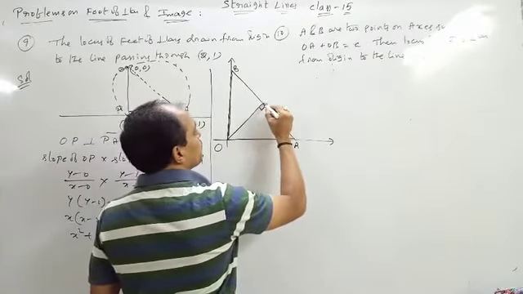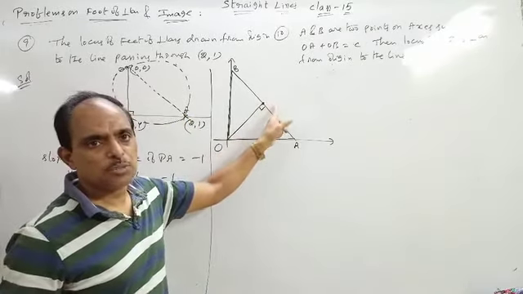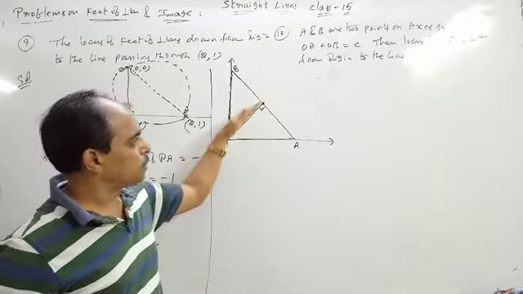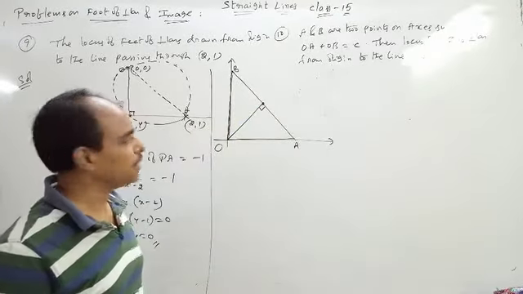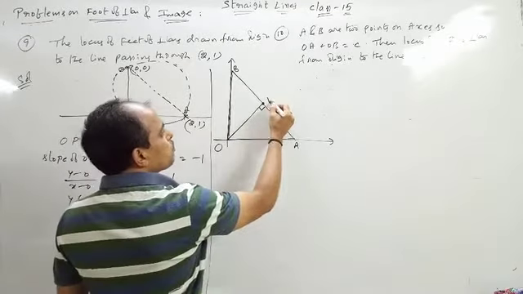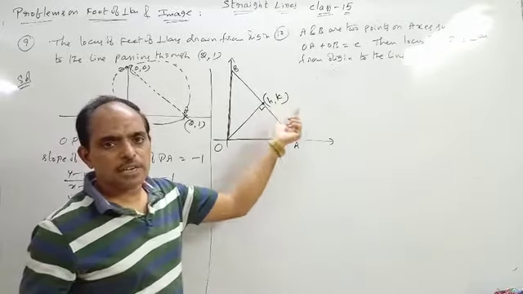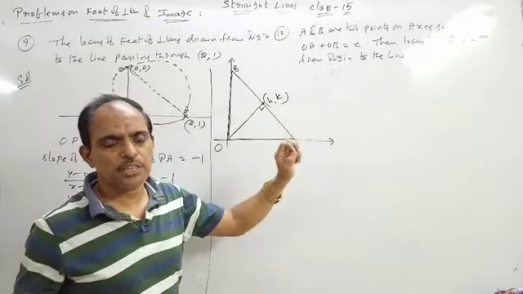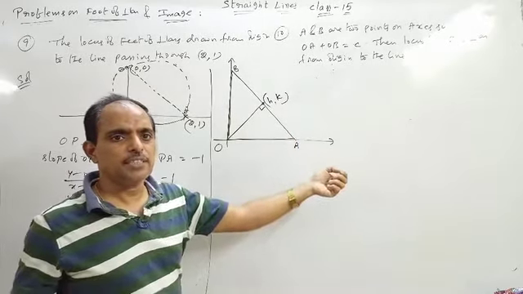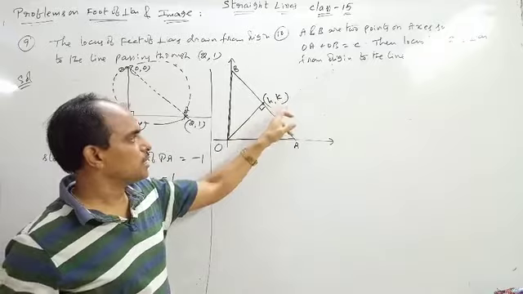We have to find the locus of this point. If we draw a perpendicular from the origin, we have to find the locus of this foot of the perpendicular. Okay? So I am assuming this point as h comma k. At the end, we remove h comma k and write x comma y, because at final we have to write the locus as x comma y. Remember that. So this is h comma k.